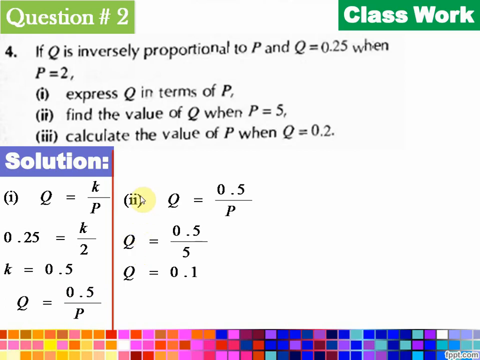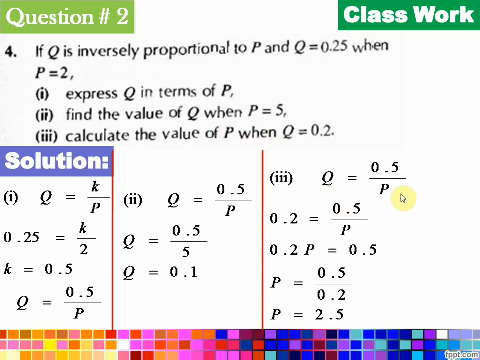Next, moving on, part number 2 is find the value of q when p equals 5. So again write the general form of the equation: q equals 0.5 over p, where p equals 5. The answer becomes 0.1, q equals 0.1. Next, the third part is calculate the value of p when q equals 0.2.